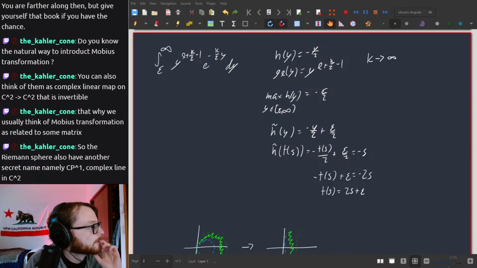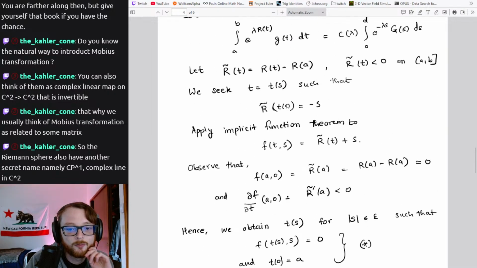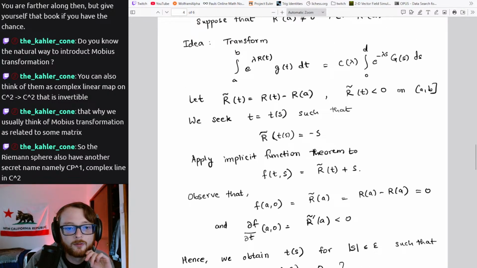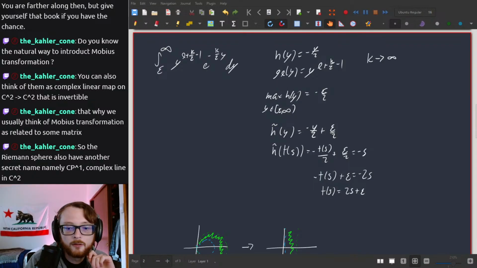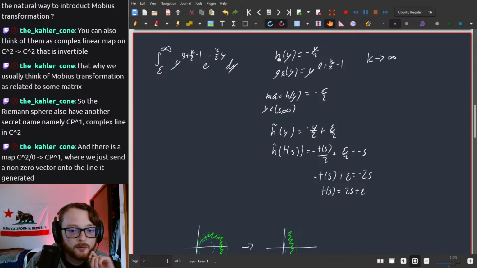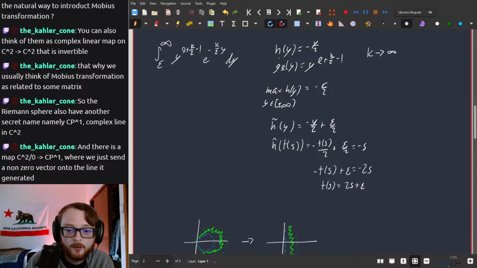What am I trying to do with this change of variables? We want r of t to become just minus s. So do we let, what do I do with this thing that I found? Do I let minus y over 2 equal that?